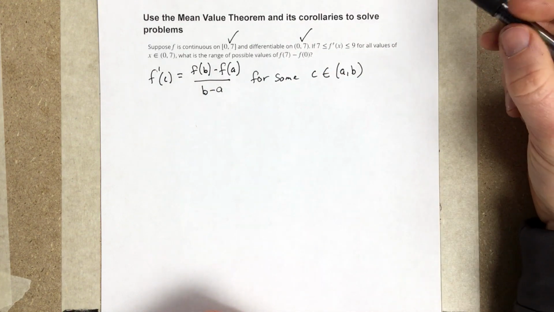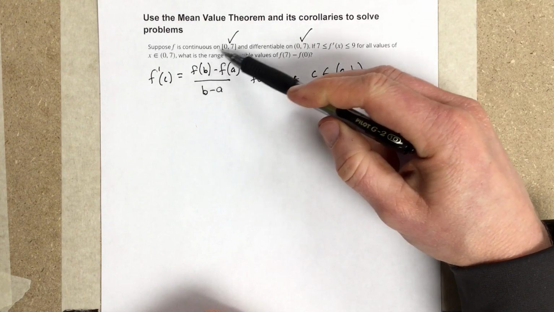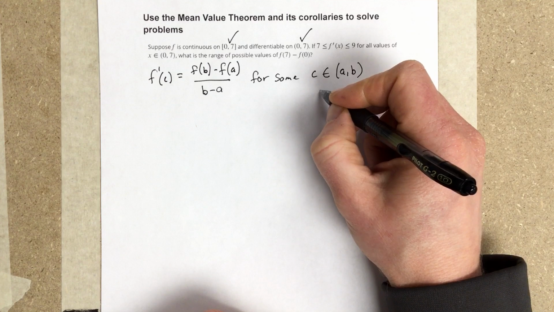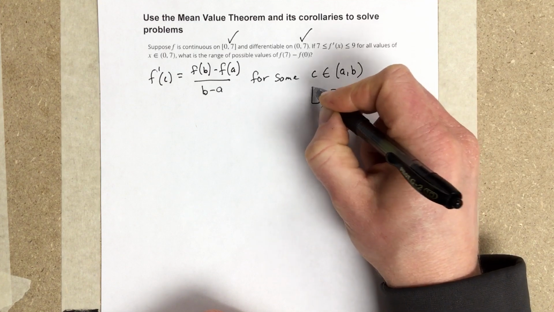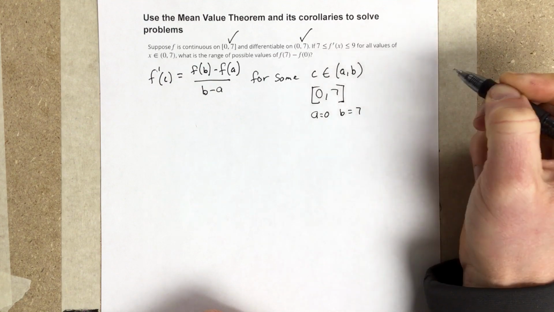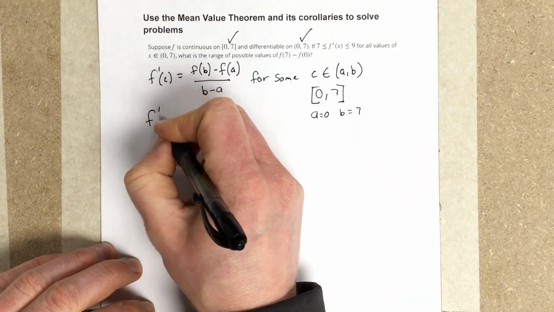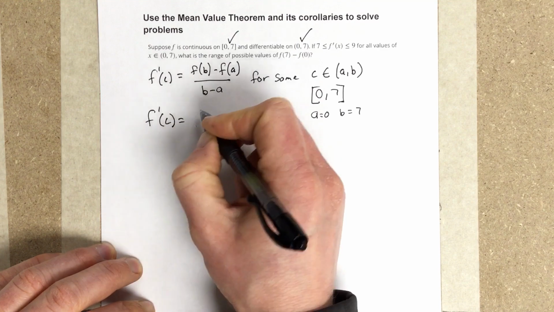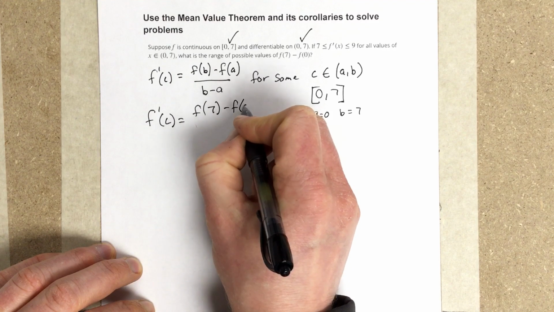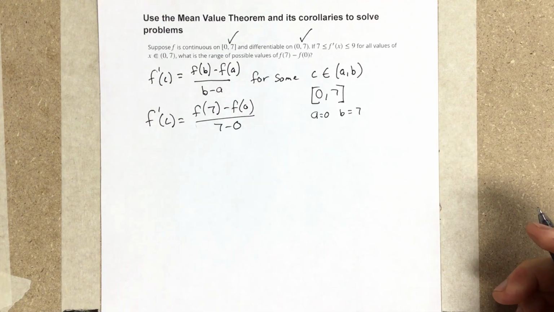So what we need to do is say, all right, what does this all mean? Well, our interval is 0 to 7. So this is our a. a would be 0 and b would be 7. So I can go ahead and write that f prime of c would be equal to f of 7 minus f of 0 all over 7 minus 0, because I'm just using the endpoints there.